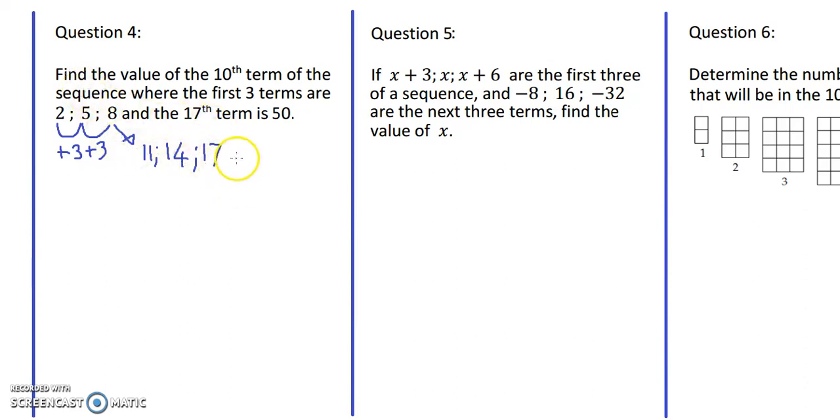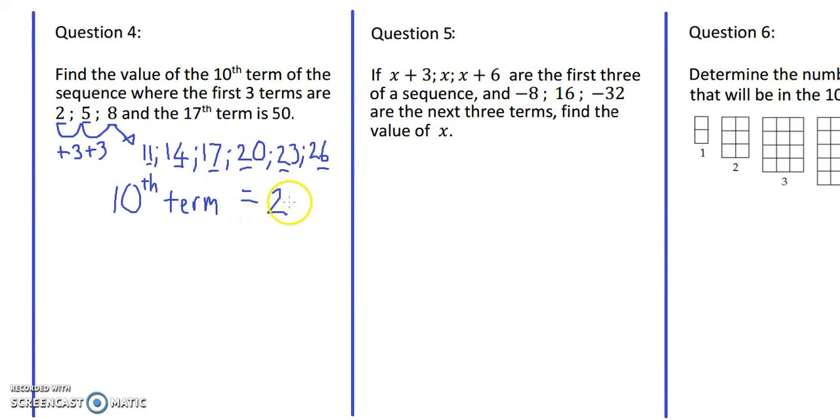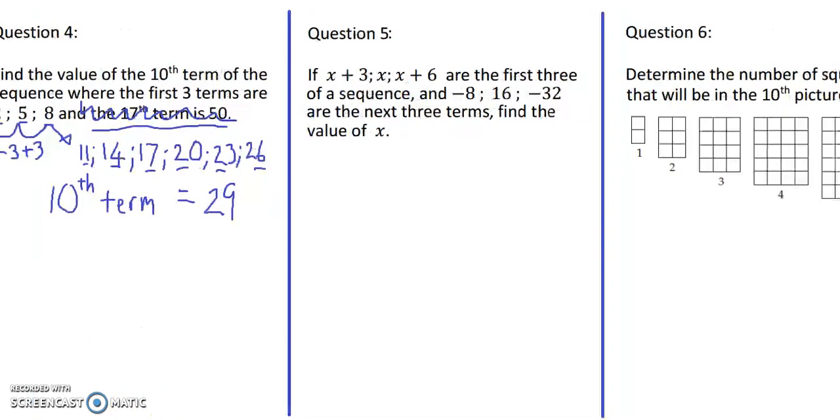Now we're on our sixth term. Plus 3, 20, 23, 26. Let's see how many we've done. 1, 2, 3, 4, 5, 6, 7, 8, 9, which means the 10th term is going to be 29. So what is all of this then? That's something we call noise. You don't actually need to know that bit of information.